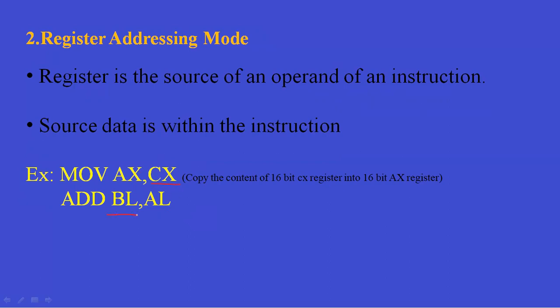So BX register is a 16-bit register, can be divided into BL lower order, BH higher order. So AL holding some 8-bit data, that data is added with the BL data. Finally, the answer will be saved inside the BL register. So here move is one of the instructions. This CX having some data, that data is moving from CX to AX. So here add is one of the instructions. AL holding some data, BL holding some data. Adding of these two data, finally the answer will be saved inside the BL register.